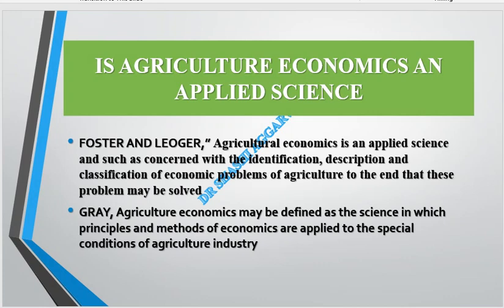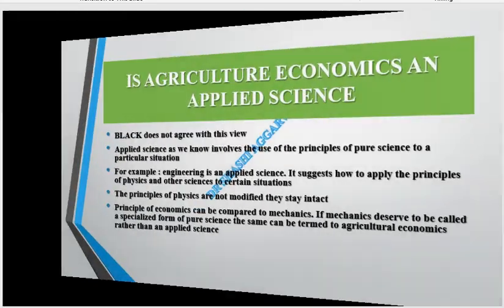Is agriculture economics an applied science or a pure science? Foster and Rogers said agriculture economics is an applied science. As such, it is concerned with the identification, description, and classification of economic problems of agriculture, to the end that these problems may be solved. According to Gray, agriculture economics may be defined as the science in which the principles and methods of economics are applied to the special conditions of the agriculture industry.